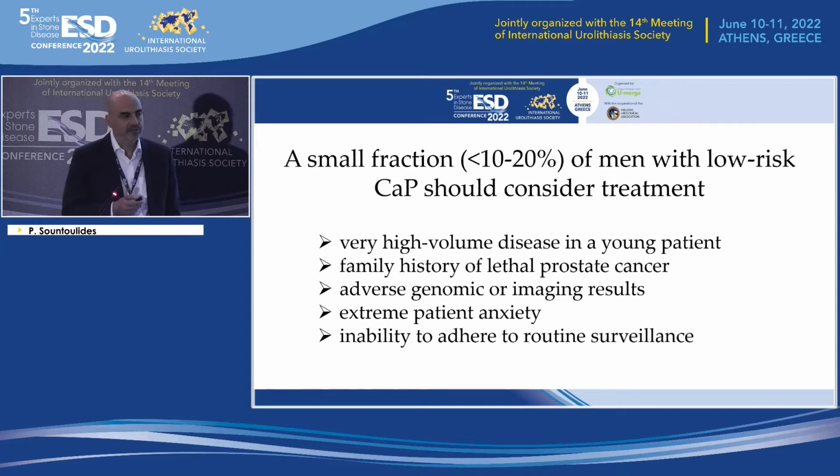However, active surveillance is not ideal for all patients with low-risk prostate cancer. There is a small cohort of patients, below 20%, with low-risk prostate cancer who should probably consider primary treatment to start with. This group probably includes very high volume disease in a younger patient, patients with a strong family history of lethal prostate cancer, patients who have adverse genomic or imaging tests, and of course the rare patient who has a very high level of anxiety and is not happy to continue his life with a diagnosis of prostate cancer. This also includes patients who are not happy, or for whom it's impossible, to adhere to any routine surveillance protocol.